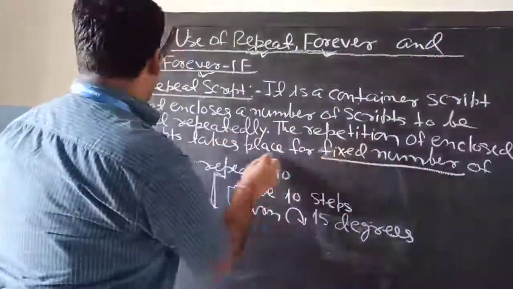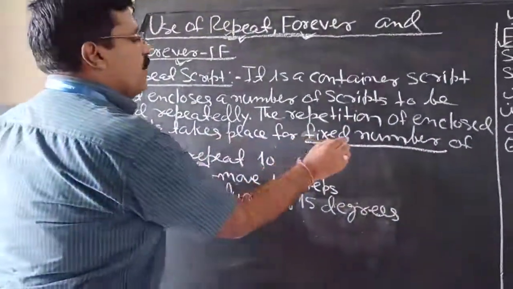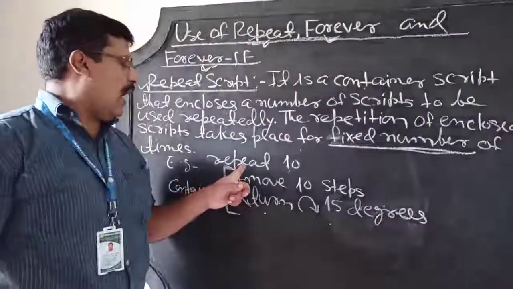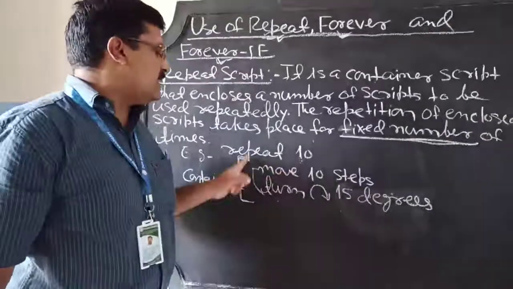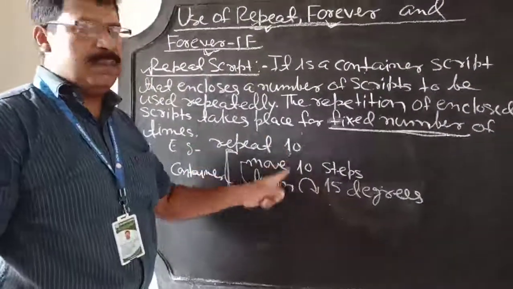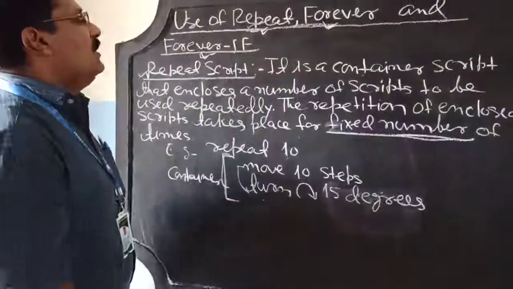The repetition of enclosed scripts takes place for how many times? A fixed number of times. So if I write here repeat 50, then these actions will take place how many times? 50 times. If you write 20, how many times will this take place? 20 times. So what is the difference?